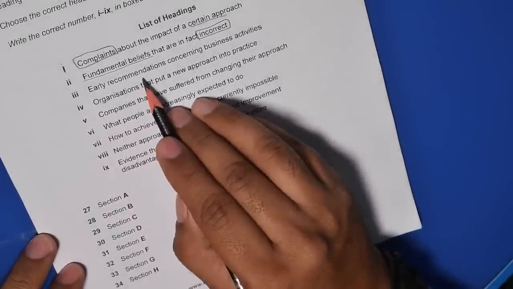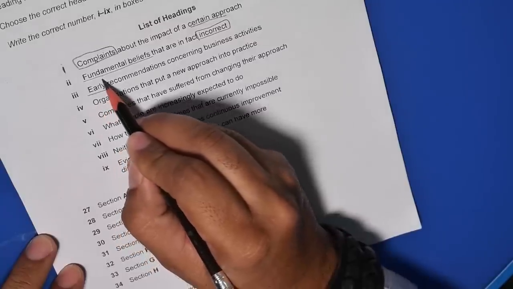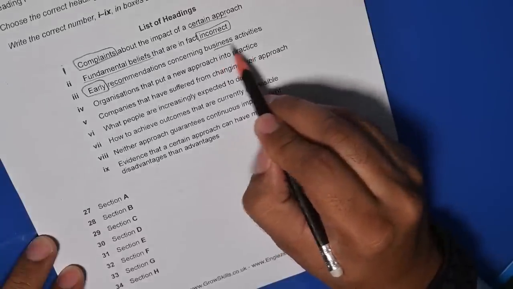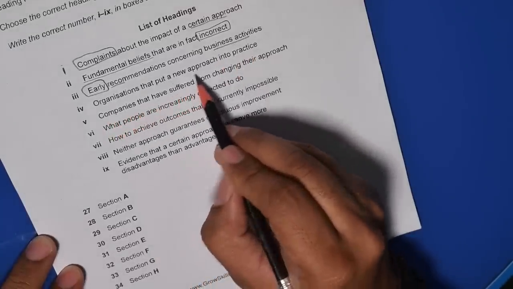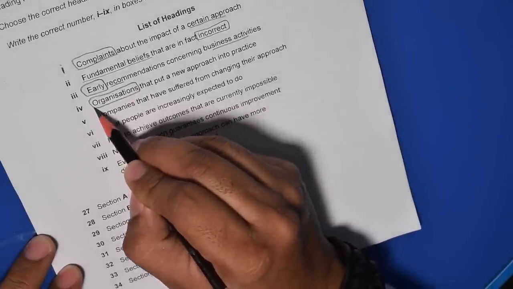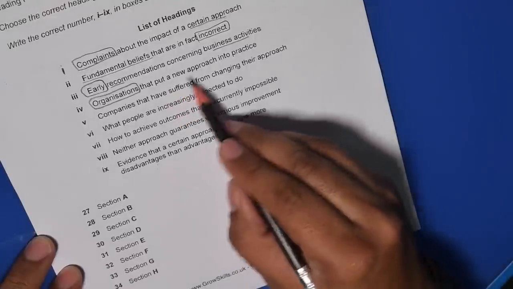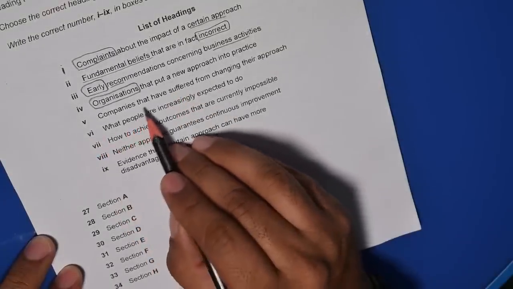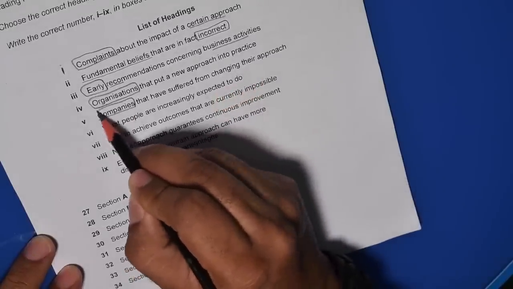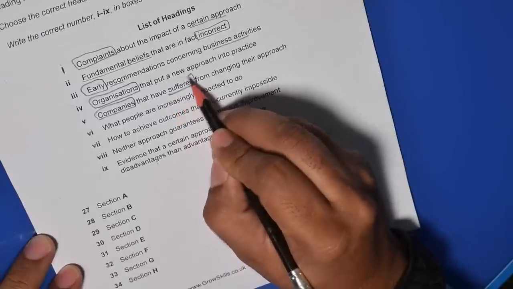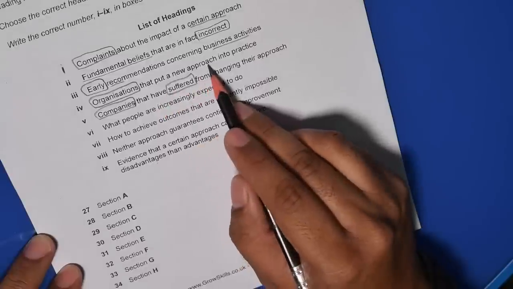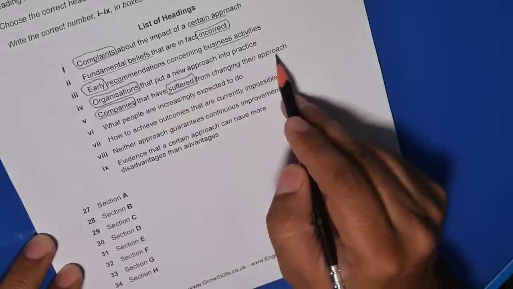Early recommendations. Early means the history, the past, and all that. Recommendations concerning business activities. Organizations that put a new approach into practice. Organizations can be the names of the organizations or different organizations that put a new approach. Companies that have suffered from changing their approach. Companies and organizations are the same, but the difference is organizations that put a new approach and companies that have suffered from changing their approach.